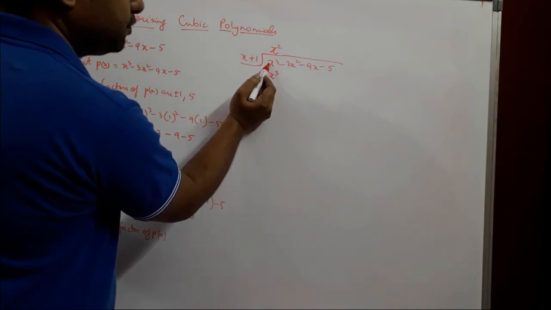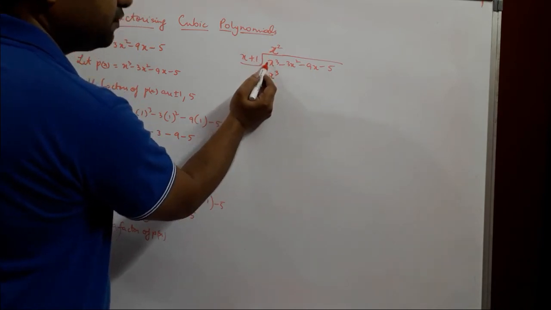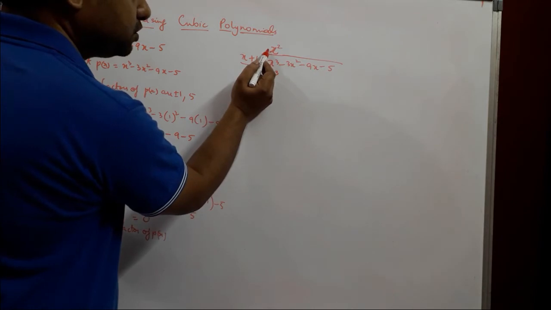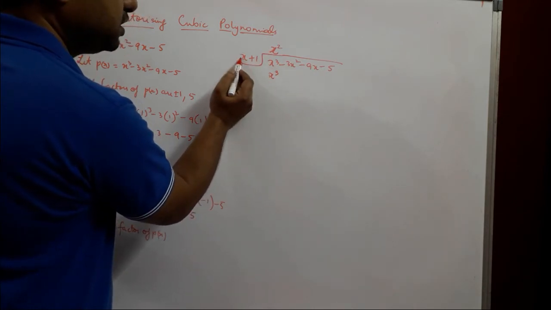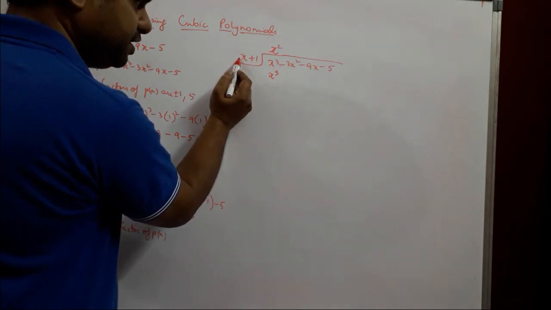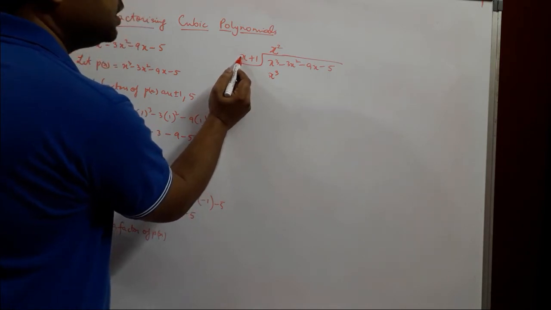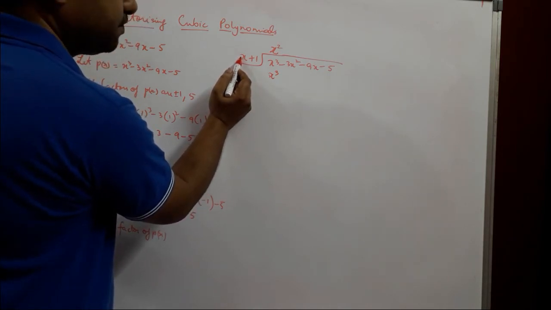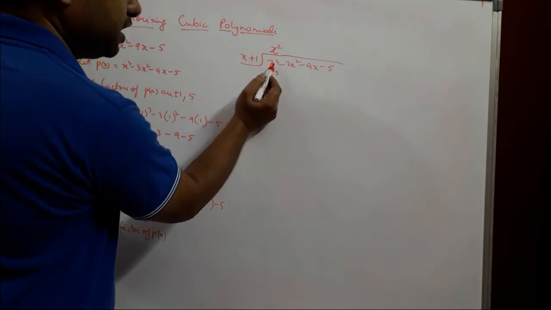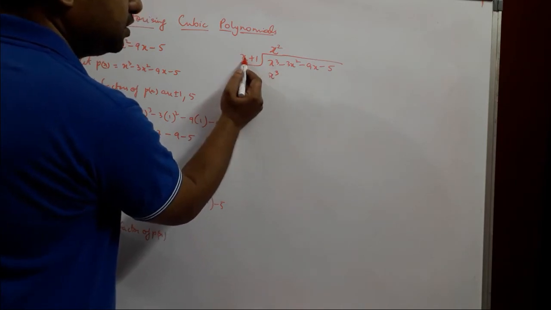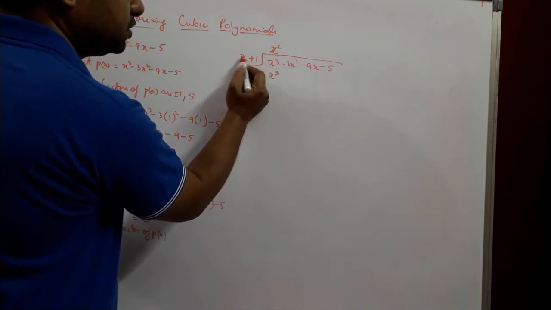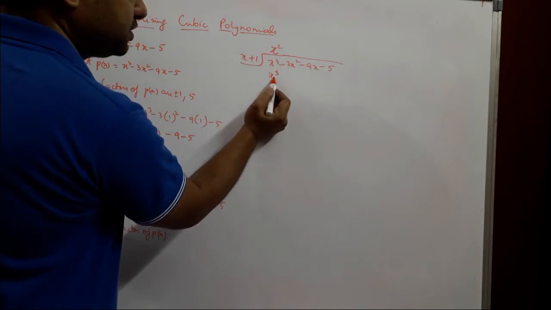If it is positive over here, the quotient also will be positive. If it is negative over here, the quotient also will be negative, unless the divisor is negative. But in this case it is positive, and this is also positive, so we need something positive in the quotient. So x into x square gives us x cube.